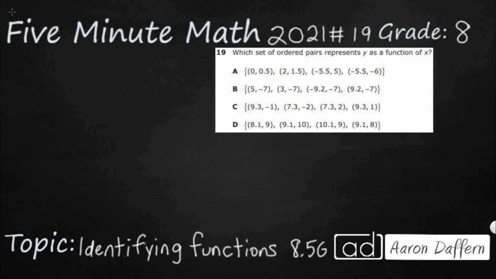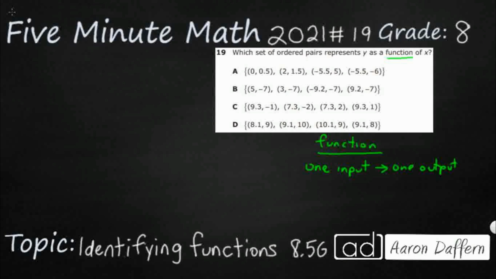So we've got 4 different sets of ordered pairs, and we are just looking for a function. Unfortunately, function is not defined for us. It's not on our mathematics chart. So we need to go ahead and take a look at what a function is, and that is a mathematical relationship in which one input leads to one output.